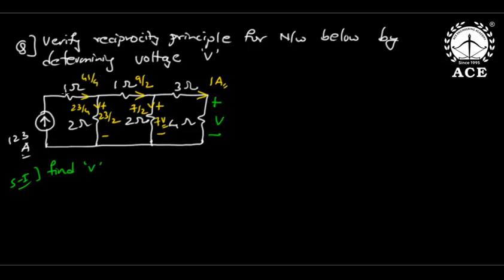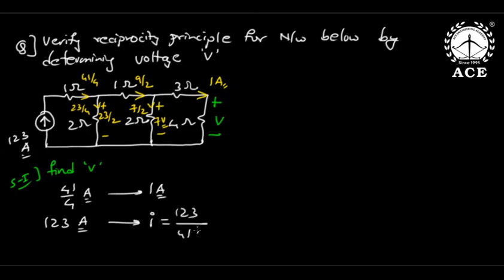That means here, because current source is given, we see total current. But if voltage source is given, we see total voltage. Homogeneity. Now that means here 41 by 4 amperes is driving 1 ampere here. Then 123 amperes will drive how much? That will be 123 by 41 by 4.